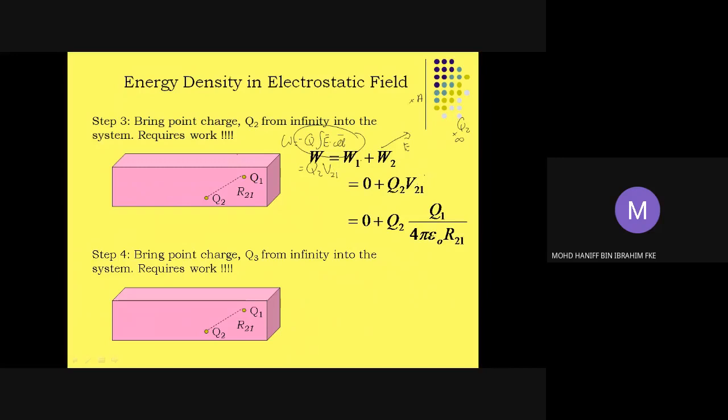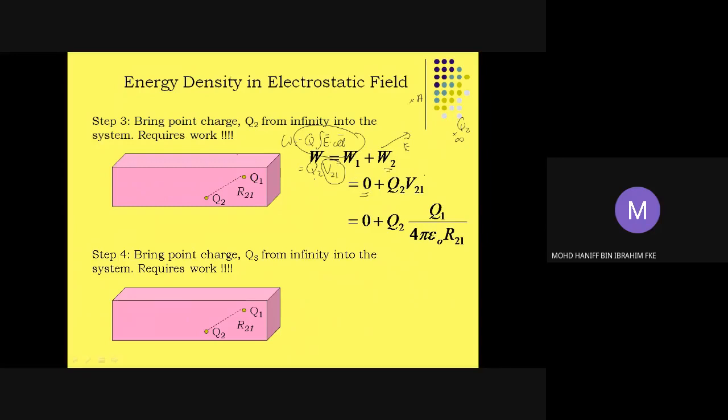I repeat again, the E dot dl integration basically gives the potential, because we have learned this previously. This potential is the potential at charge Q2 due to the charge Q1. The total work up to now will be a summation of W1. What is W1? W1 is the work needed in positioning the charge Q1, which we have learned previously will be 0.